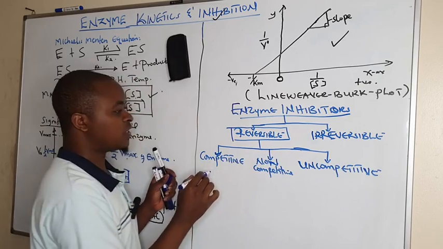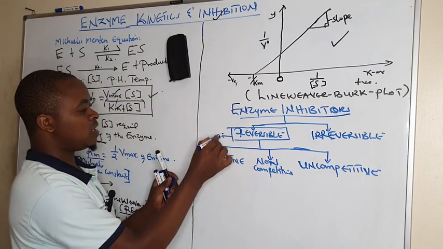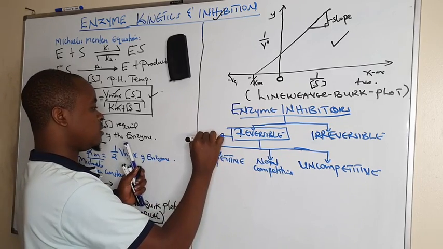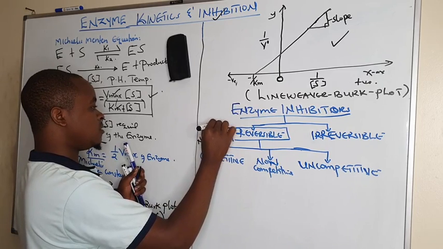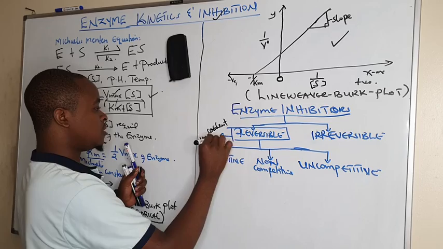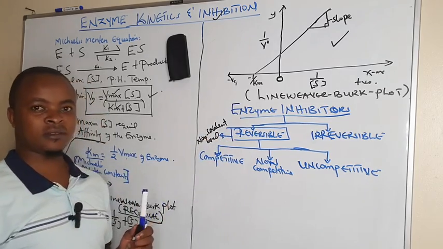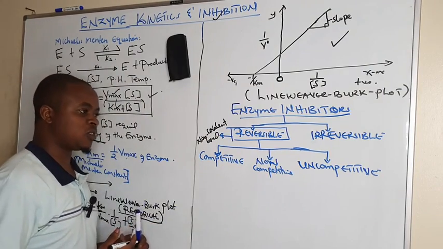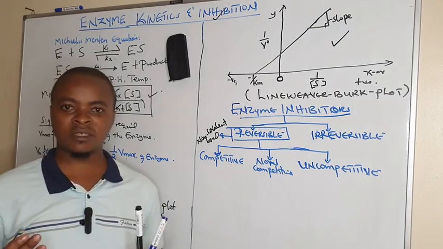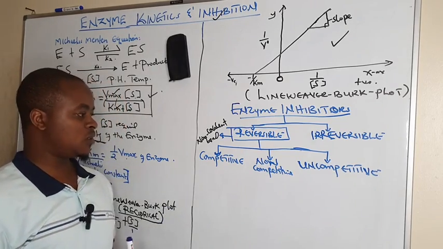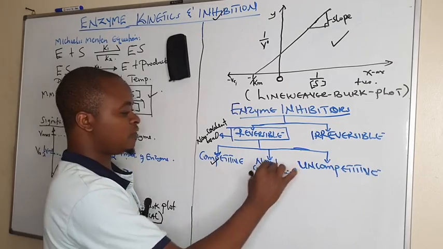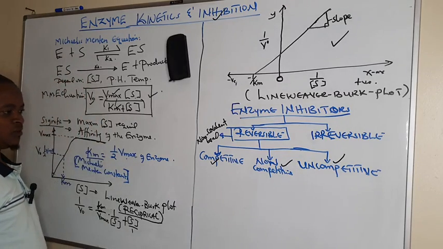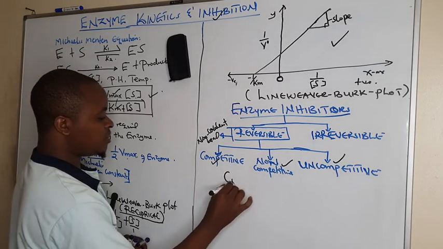Why do we call them reversible? These ones, during the inhibition, they form what we call non-covalent bond. They form non-covalent bond, so they can be reversed, or you can overcome the inhibition either by increasing the enzyme concentration or increasing substrate concentration. So we are going to start with competitive, we look at non-competitive, then we end with uncompetitive.